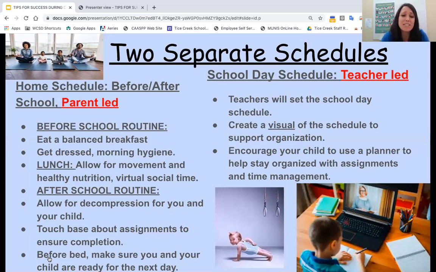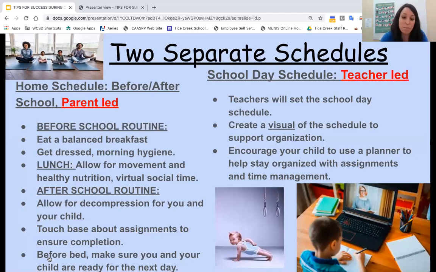So the parent schedule, as we've talked about, that's the morning routine, the getting dressed, then the lunchtime, so allowing for movement, get outside. I was talking about this with a parent, maybe this is the time to FaceTime your friends, so that you do get a little bit of the social time. And then the after school, allow for decompression for you and your child. So maybe you go on a family walk, or you take the dog outside. You touch base on assignments, just saying, did you get your homework done? Maybe show me that you got your homework done.